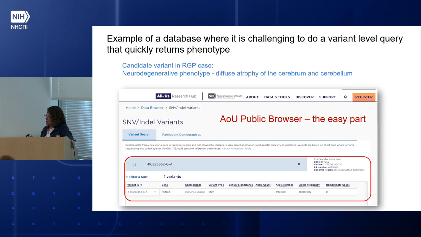More and more data sets are putting their data out in easily accessible ways. In fact, for the All of Us data set, there's a public browser, and this is me searching a rare disease candidate from one of our Rare Genomes Project cases. I can see it, there it is. There's one case in the All of Us genome browser with my variant. But of course, the next question is, do they have rare disease? Do they have my patient's phenotype?